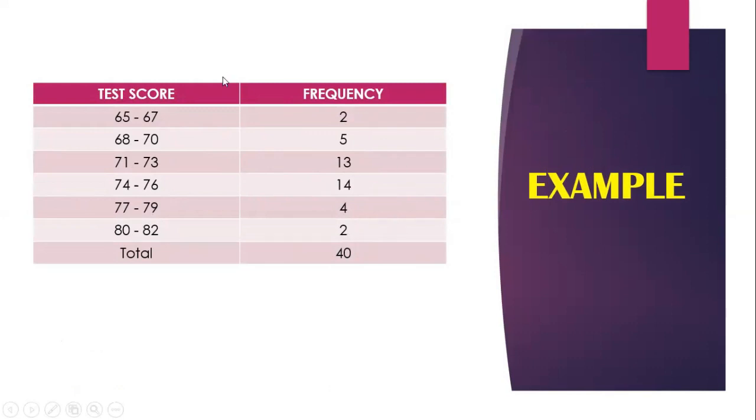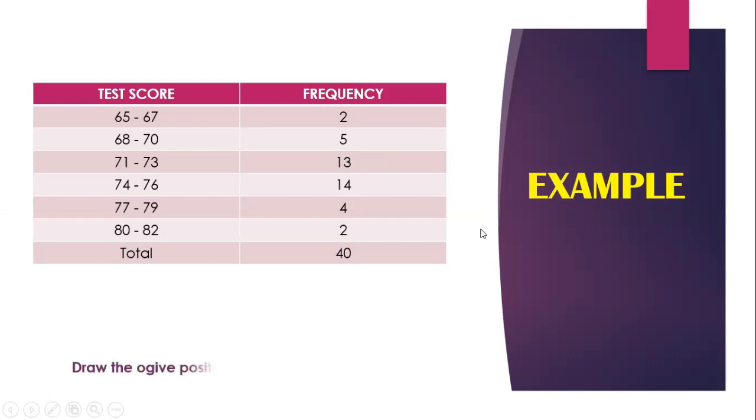What's the meaning? The students who have scores 65 to 67, there are 2 students, right? The students who got mathematics scores from 68 to 70, there are 5 students. The students who have mathematics scores from 71 to 73, there are 30 students. And the last, the students who have mathematics scores 80 to 81, there are 2 students. And the total is 40. Okay? The total is 40. Total frequency is 40. Clear, everyone?